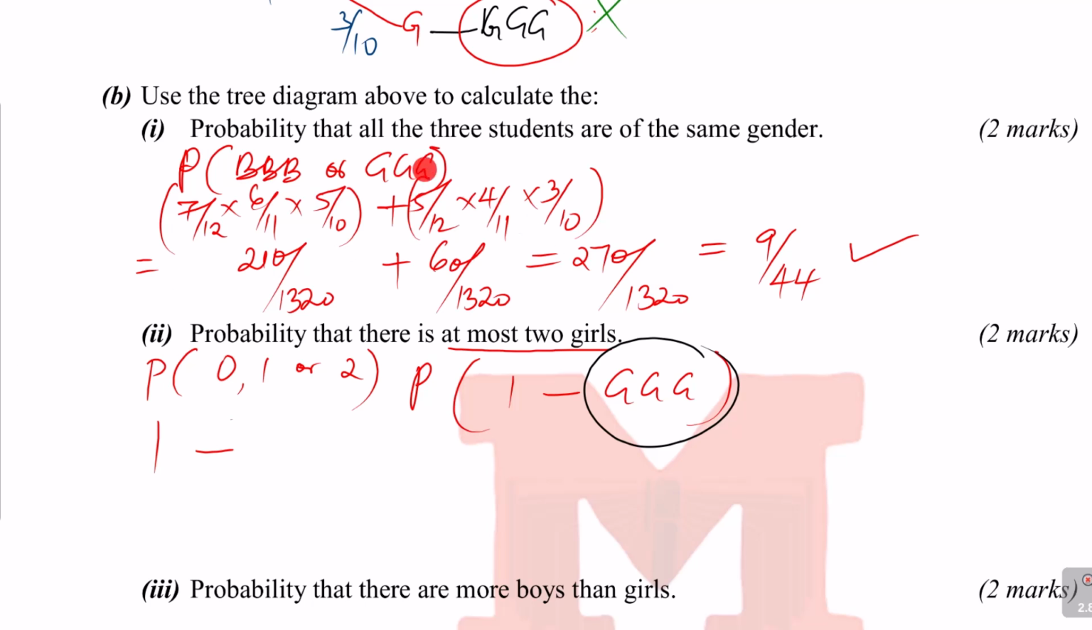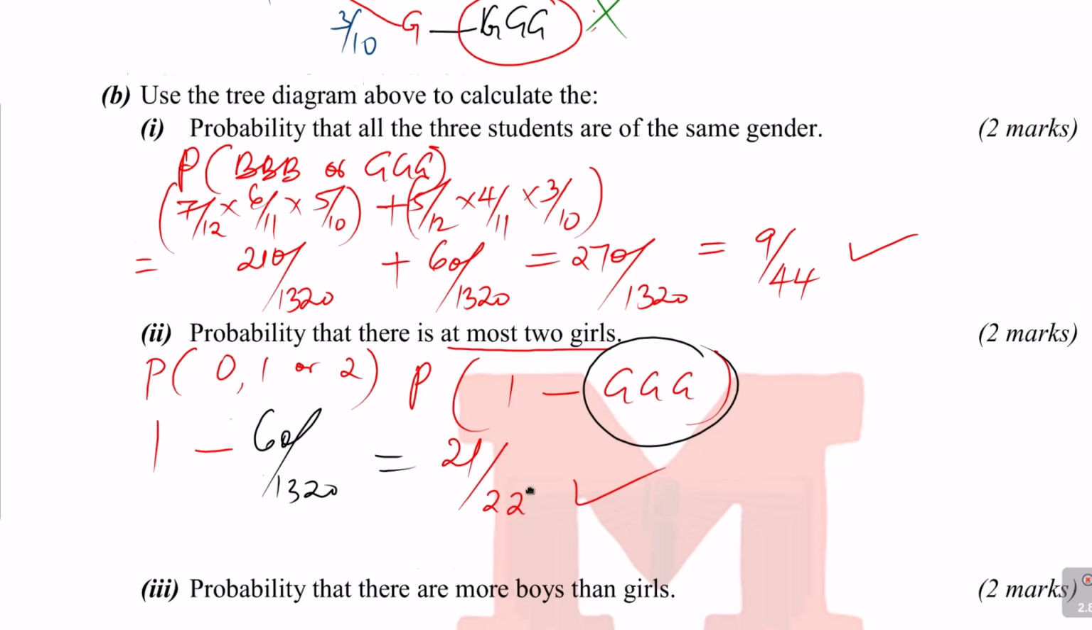So look at these three girls. We have it here: 60 divided by 1320. Whatever remains now is what is required for at most two girls. When you work this out using a calculator, you will get 21 divided by 22. As simple as that.